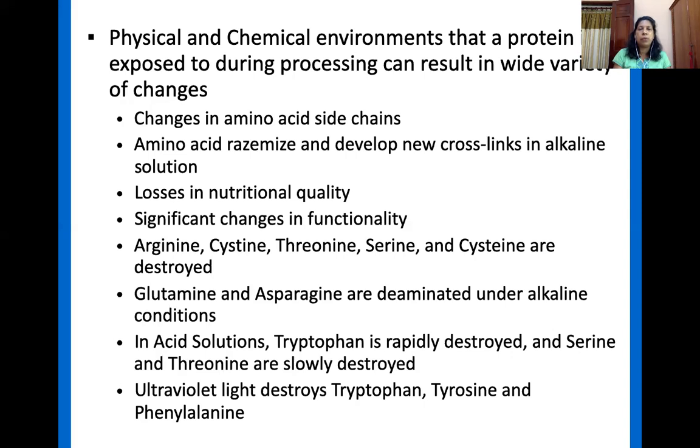I will let you know what the functionalities are. Arginine, cysteine, threonine, serine, and cysteine are very susceptible and can be changed very quickly. I will give you a homework: arginine, cysteine, threonine, serine, and cysteine. Please go through these amino acid molecules and see how these proteins can be changed because of the physical and chemical environments.